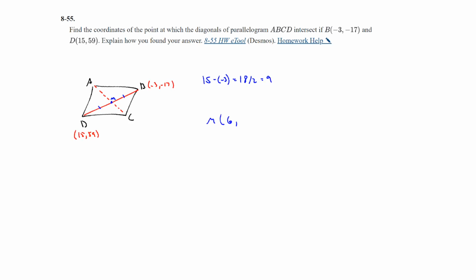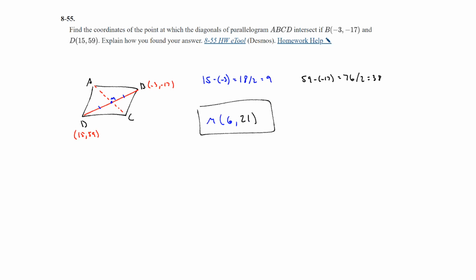We can do the same thing with the y-coordinate. It's 59 and -17, so 59 minus -17 is equal to 76. Divide that by 2, and that will be 38. And then once again, we can add 38 onto -17, or we can subtract it from 59. And so either way we do that one, we get 21. So that would be the coordinate of the point at which the diagonals of the parallelogram are going to intersect.